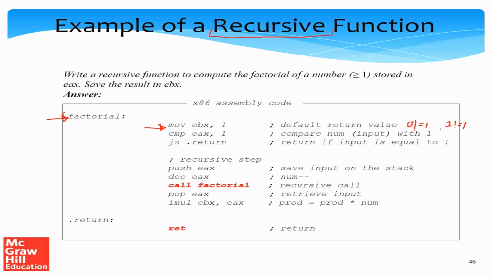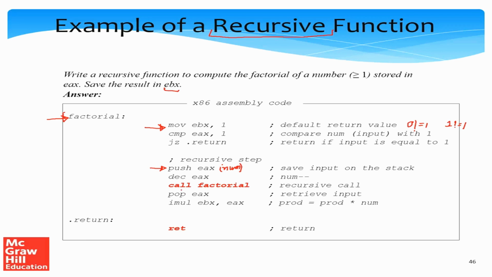And then we compare EAX with 1. If so, JZ, it can be JZ here or JE, it doesn't matter at all. If there is equality, we return. So we return if the input is equal to 1, which means that the answer is 1. We can just return and the answer will be there in EBX. Otherwise, we go to the recursive step. In the recursive step, we push the value of EAX, the number n that we got, which we are calling num over here, on the stack. We decrement EAX and then we call the factorial function.